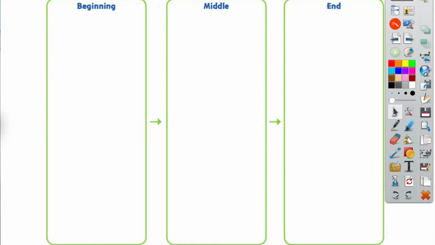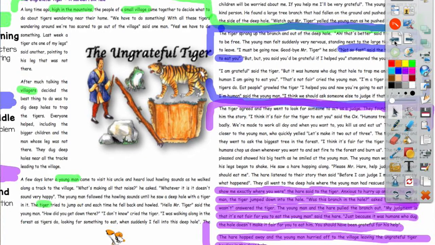So first we're going to look at the beginning. So let's go back to our story. In the beginning of the story, we're looking at paragraph 1. In paragraph 1, it talks about how the villagers of a small town need to come up with a plan. In paragraph 2, it talks about how they decide to dig deep holes to trap the tigers. Now, paragraphs 1 and 2, that's very important. We don't need to include all of these little details, but we need to include that the villagers decided to dig deep holes to trap the tigers.